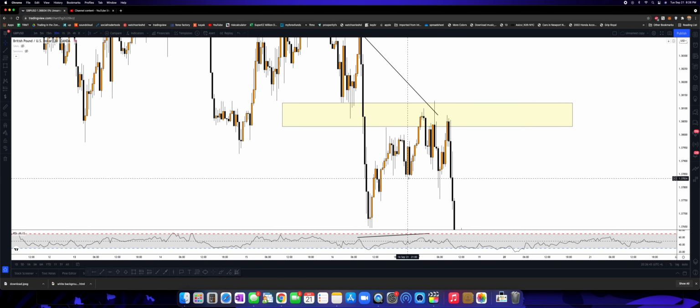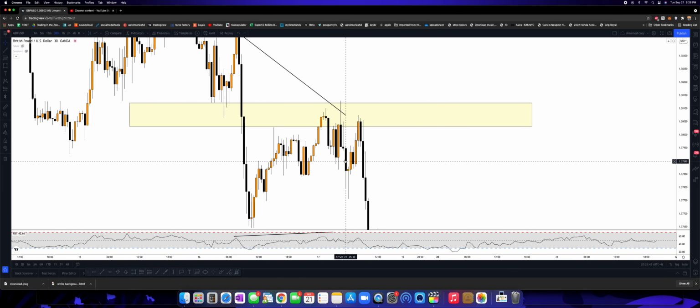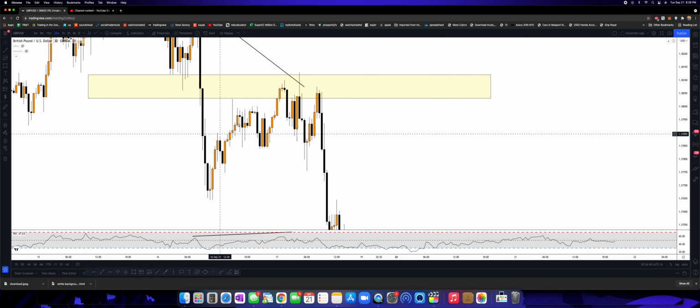We're going to be waiting. Boom, structure is broken. As soon as structure is broken, we have all those different confluences.